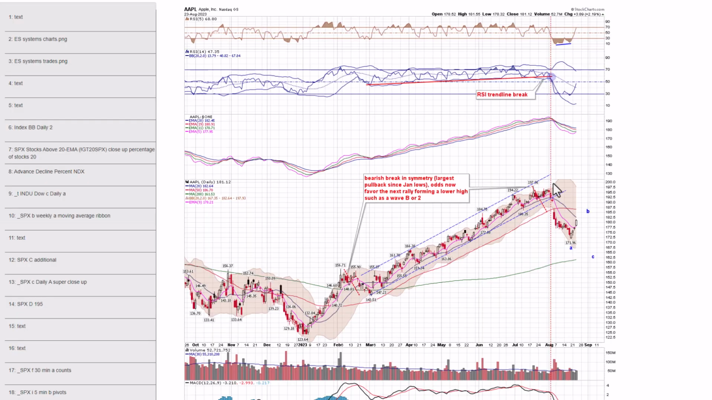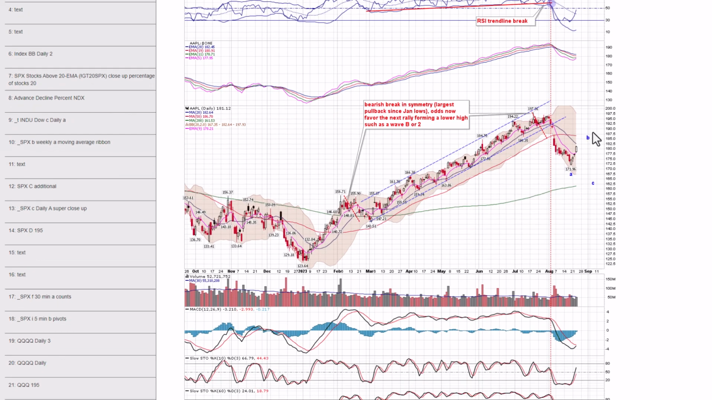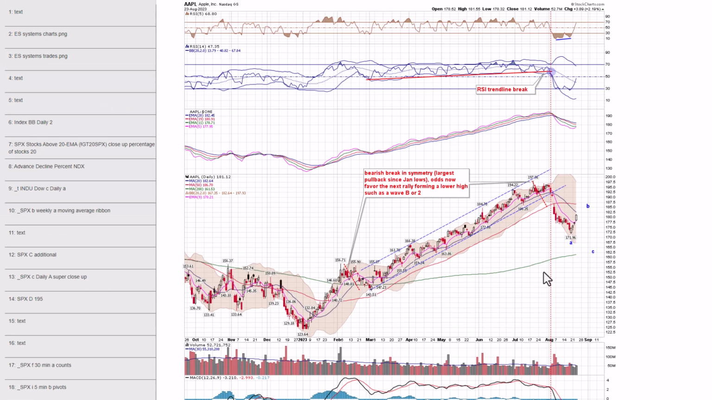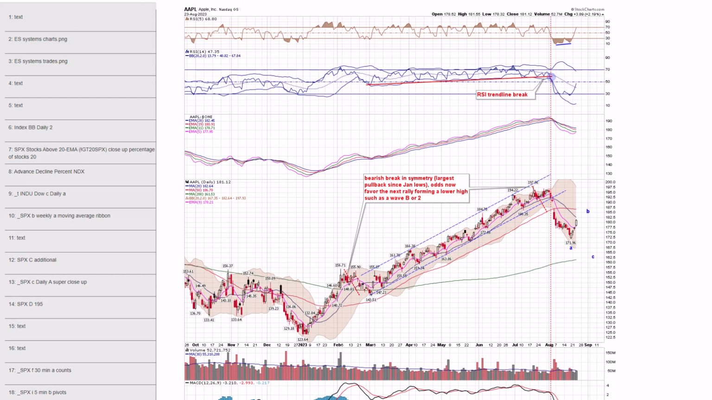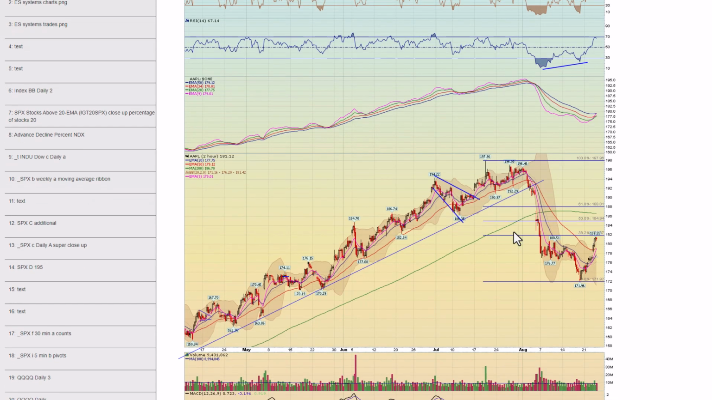Next, let's talk about some individual FANG stocks. Here's Apple. Remember Apple, we've been monitoring this. Because it did have a bearish break in symmetry back here in early August, I've been viewing this as the next rally is a lower high. But this got very stretched. I'll mark this as wave A. We're working on a wave B. This wave B theoretically should form some sort of lower high. We'll see where it stalls at. It could be the 20-day, but more likely maybe the 50-day, and then down again in C would be my guess.